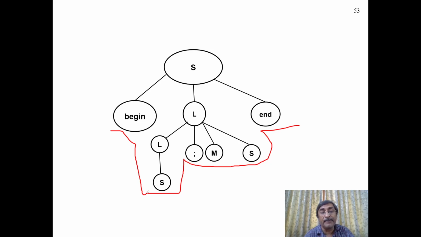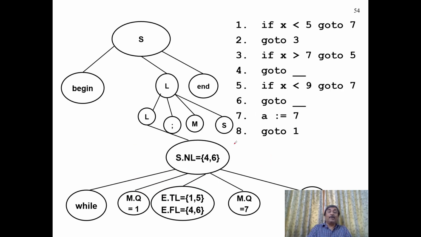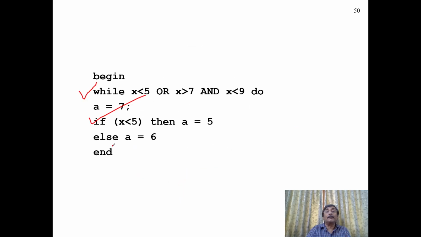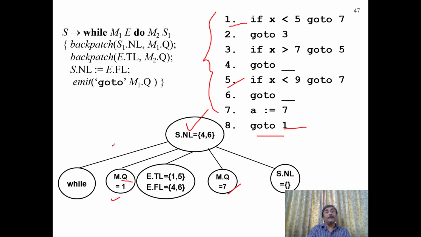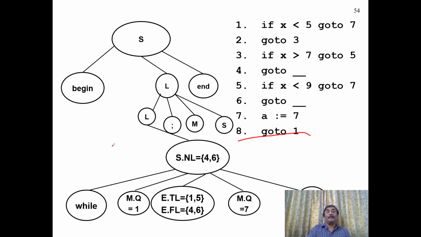Right? And after this begin, what is there? While loop. After the while loop, what is there? A conditional statement. If then else. So I know that this S will produce these 8 lines. These 8 lines are produced by the while loop. Why? We have already seen that. So therefore, I simply can take that. And after all, if I do that, this will only come. I have these 8 lines.